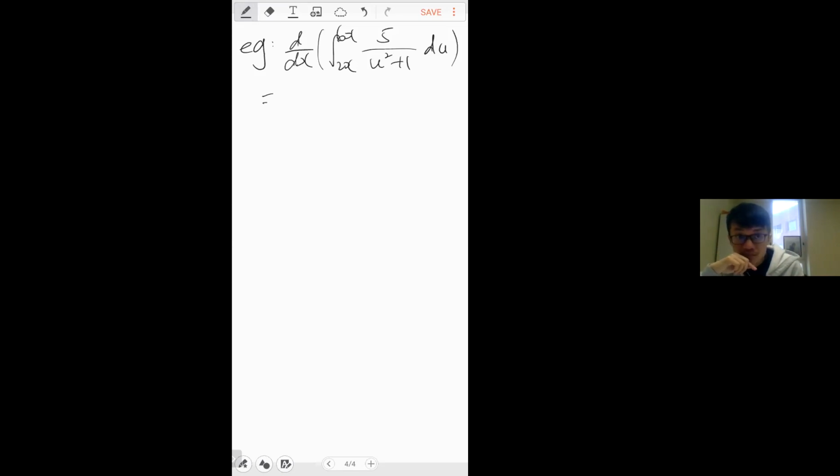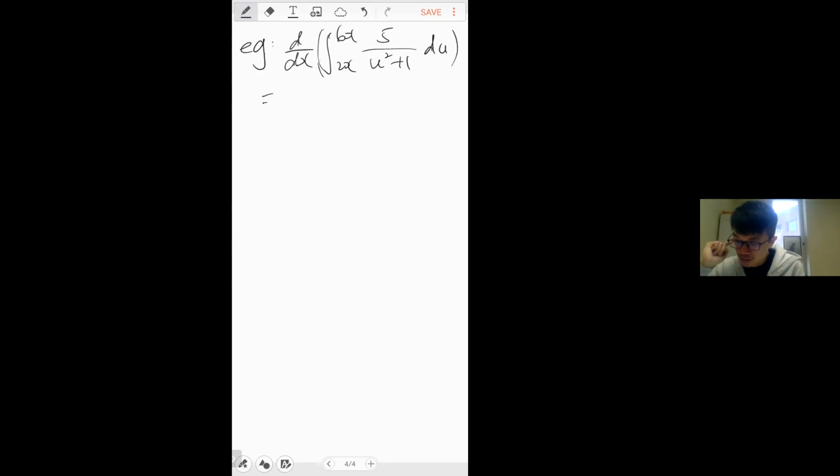What's the top half? 6x. Do you mean the function or do you mean the upper limit? The upper limit, 6x. Can you take out 2x? No. No.